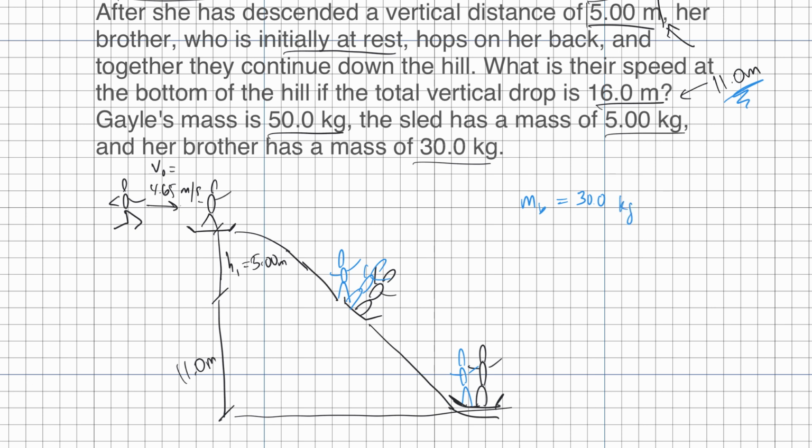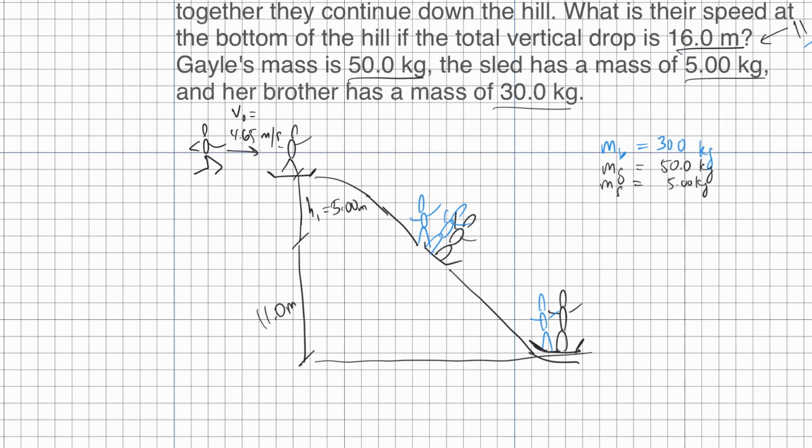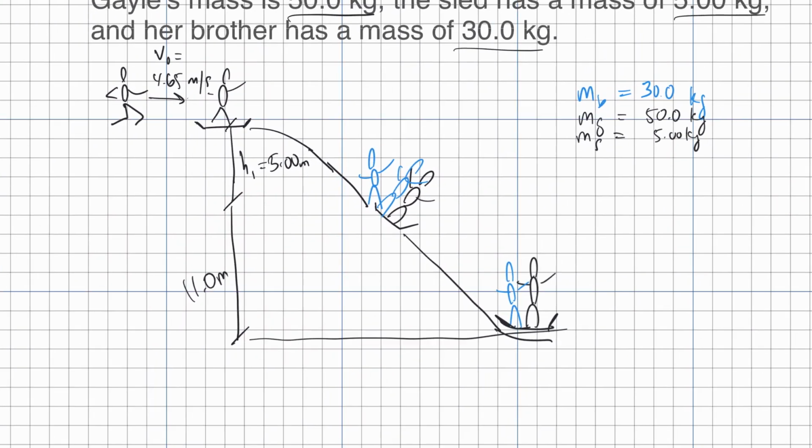30 kilograms. I know that the mass of Gayle is 50 kilograms. And the mass of the sled is much smaller, 5.00 kilograms. So it looks like we're going to have 3 sig figs here, right? Okay, so let's zoom in on what we want to know.